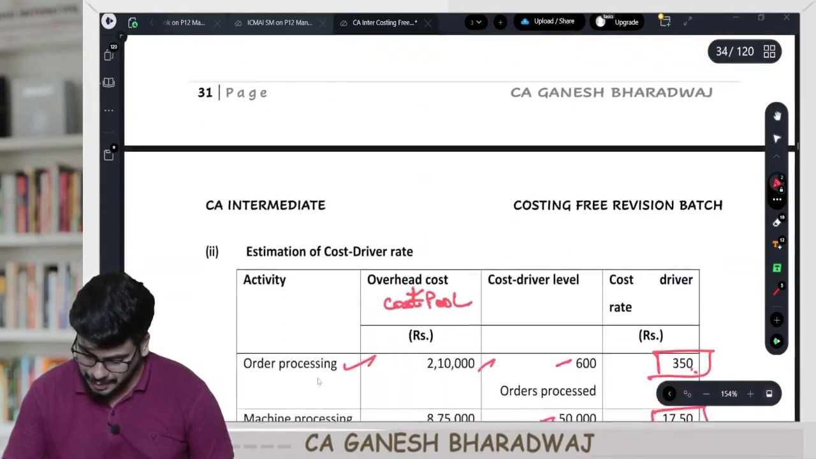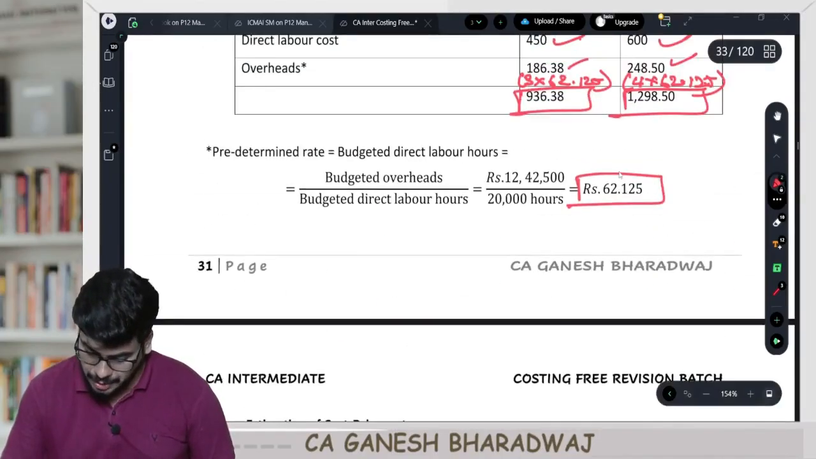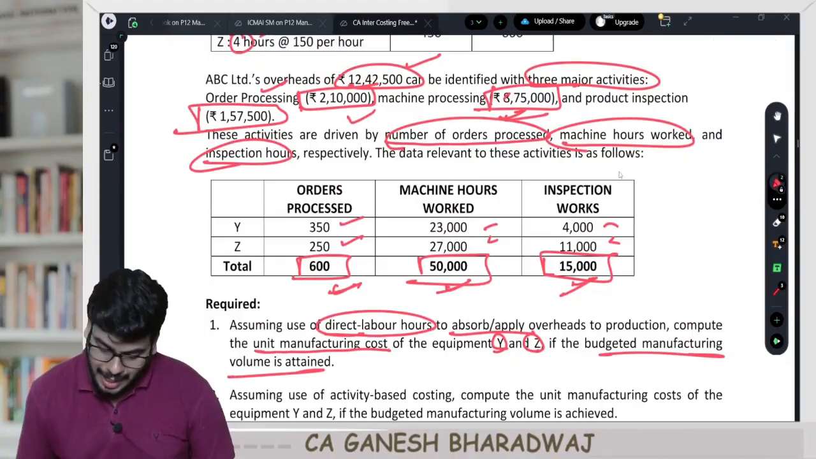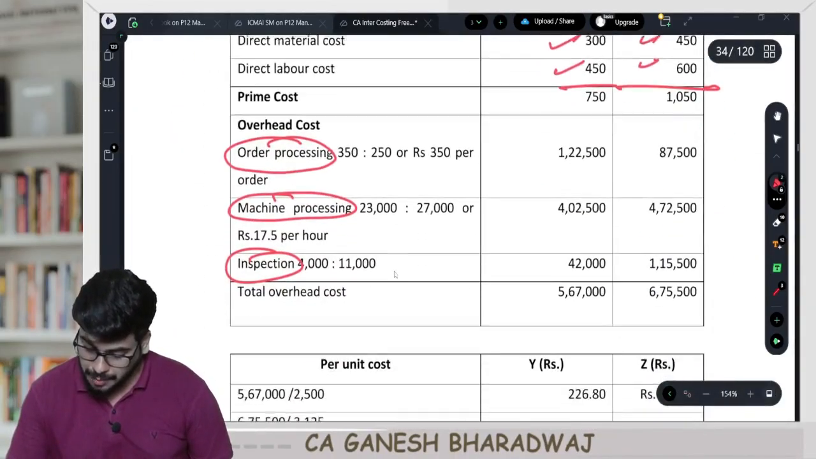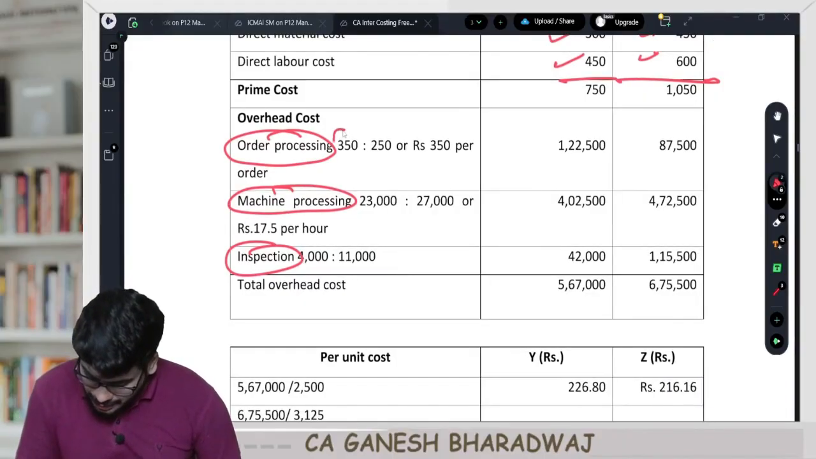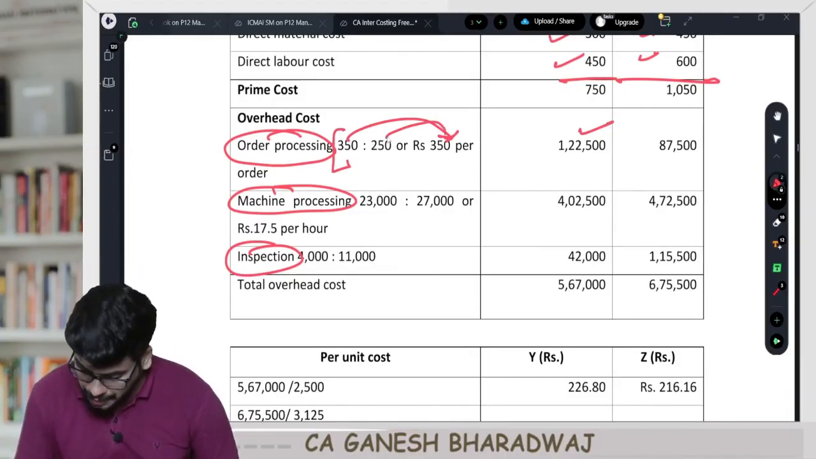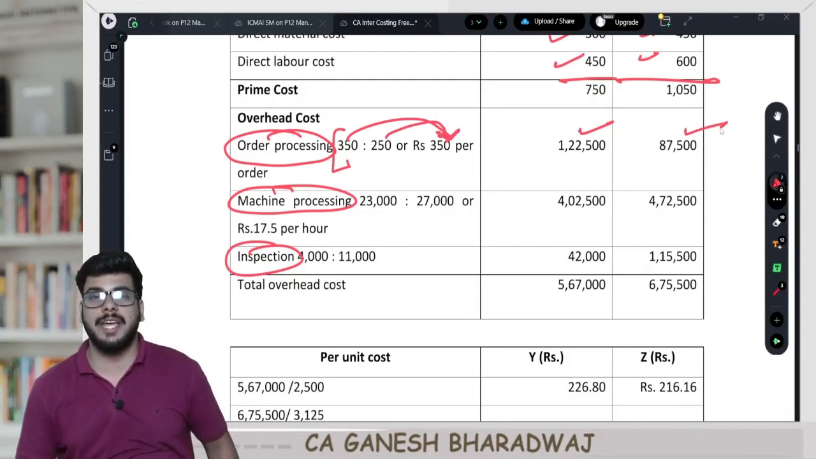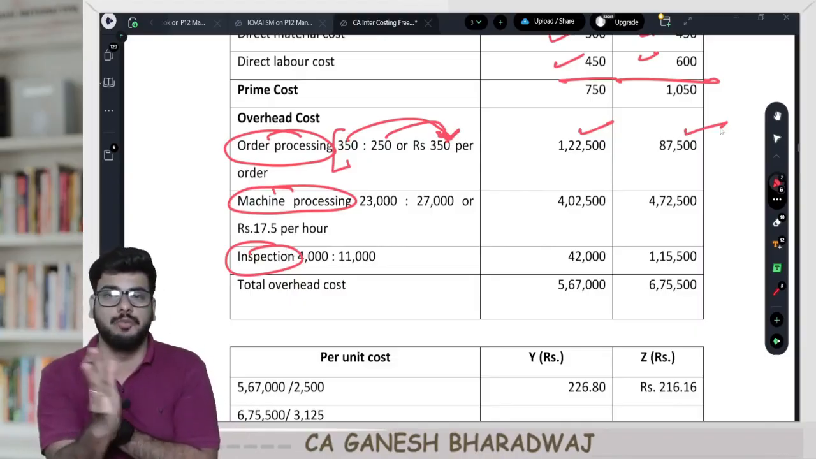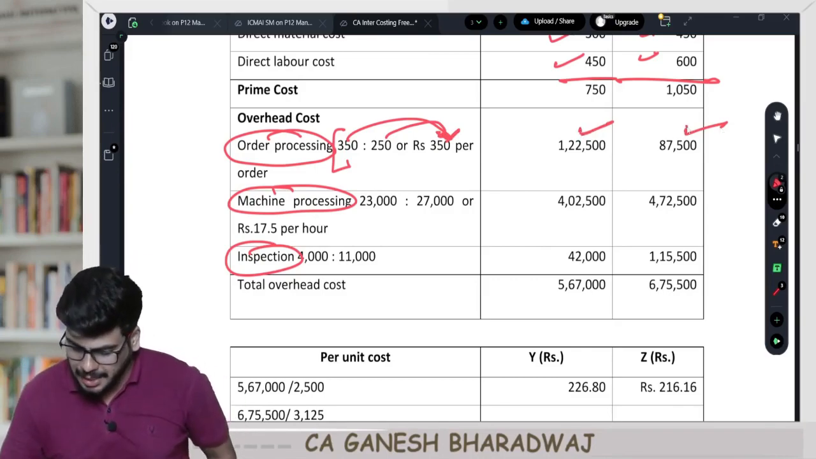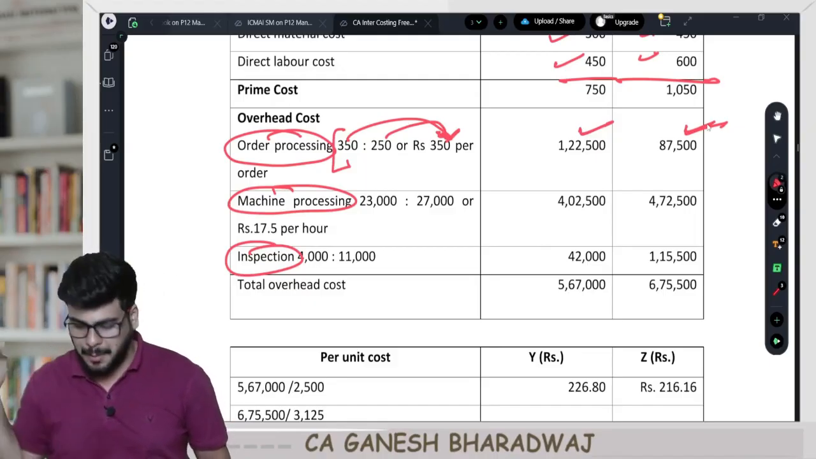First, you just have to marry the figures. With respect to order processing, the cost driver rate is 350 rupees. I have 350 orders for Y and 250 orders for Z. So 350 orders into 350 rupees gives 1,22,500, and 250 orders into 350 rupees gives 87,500. That is the cost driver rate multiplied with the cost driver quantity consumed by the respective product. Automatically, I get the respective share of overheads for each product.